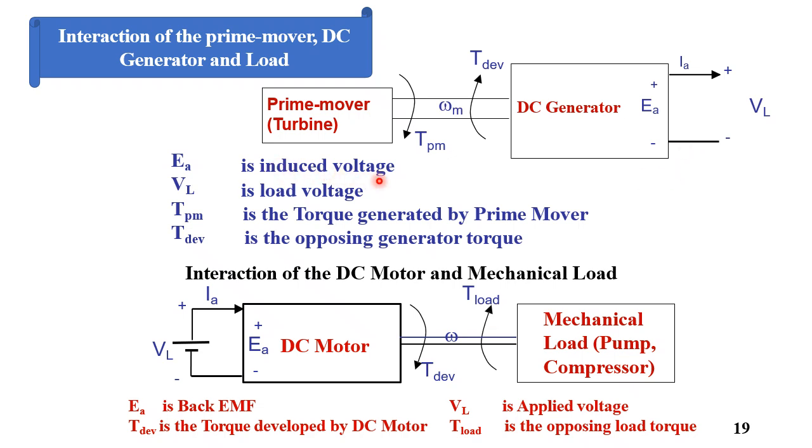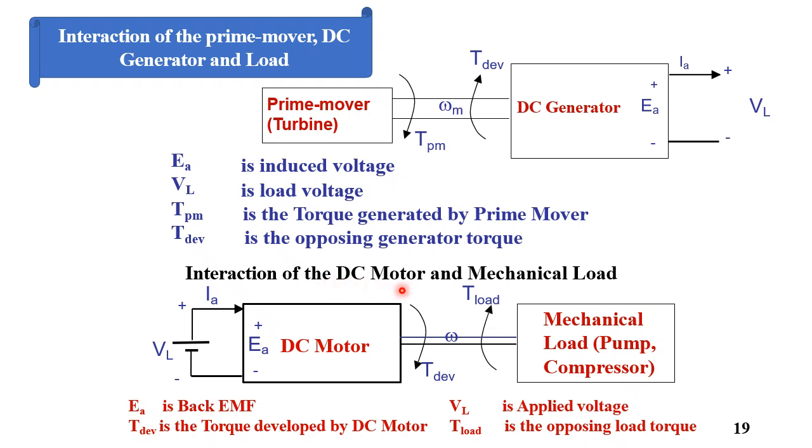We have EA, the back-induced EMF, VL is the load voltage, torque subscript PM is the torque generated by the prime mover or the driving torque for the generator, and the torque developed is the opposing generator torque or the electromagnetic torque, which is opposite to the prime mover torque.